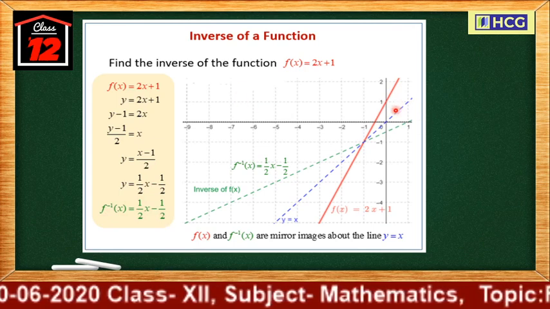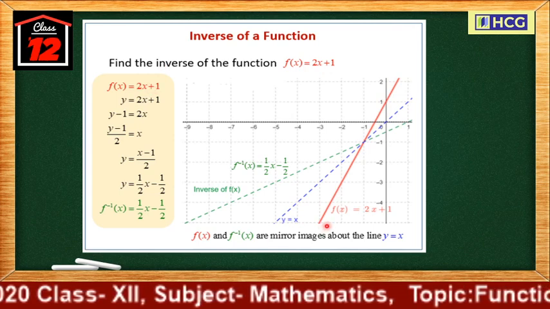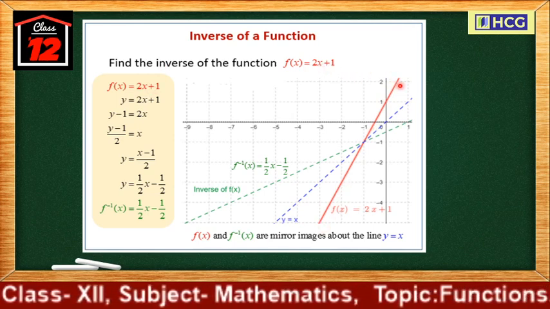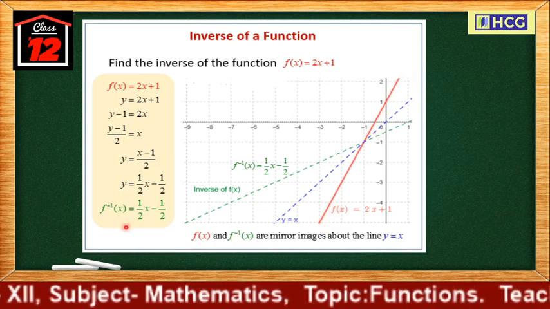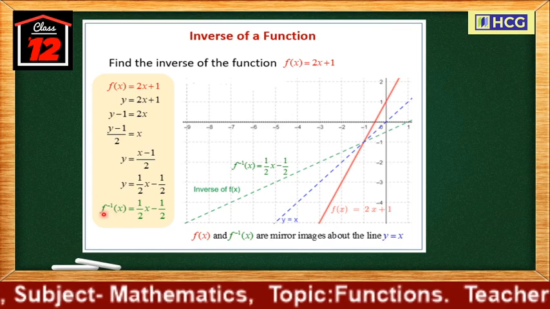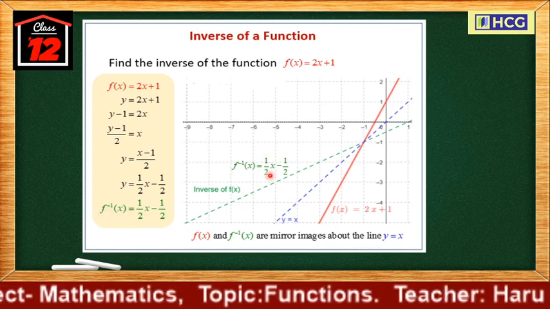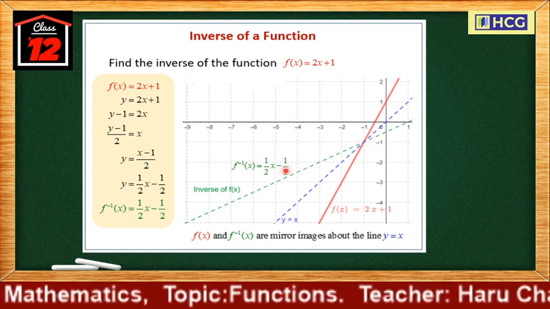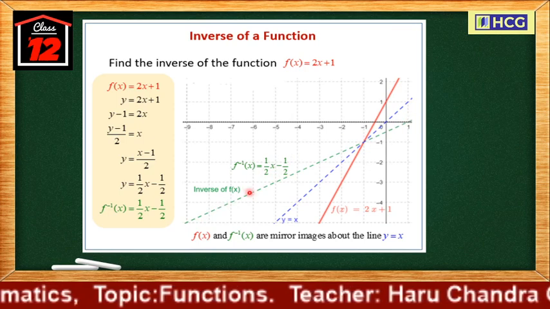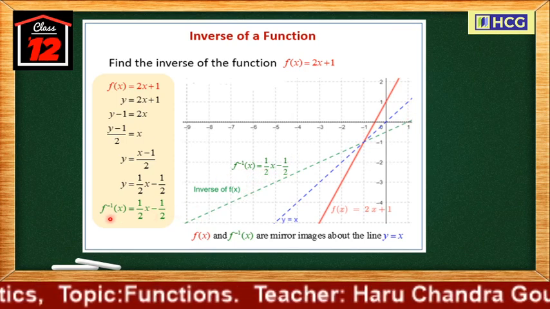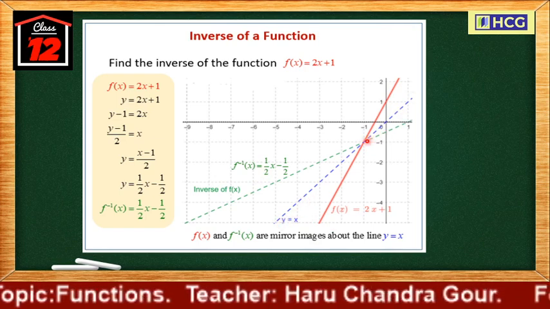Now we see the graph. The red line is the graph of f(x) equals 2x plus 1, y equals 2x plus 1, which is a straight line. And f inverse of x, the green line, 1 by 2 into x minus 1, is the graph of the function f inverse of x, and the blue line is y equals x.